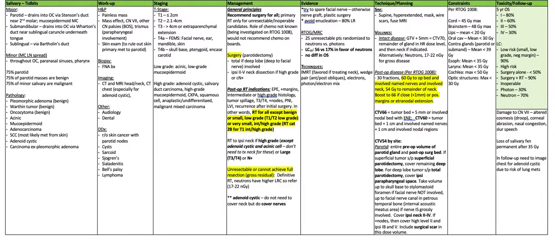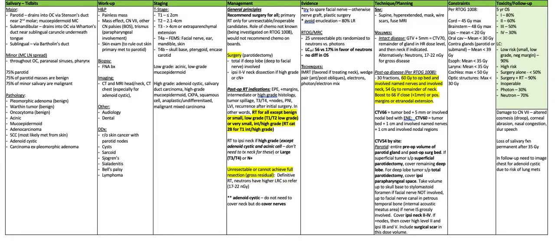Radiation is category 2B for T1, intermediate high-grade. Radiation is to the ipsilateral neck if high-grade, except adenoid cystic and acinic cell. You don't need to treat the neck for these. Also treat the neck if large, T3 to T4, or N-positive, or if unresectable or cannot achieve full resection with gross residual disease.